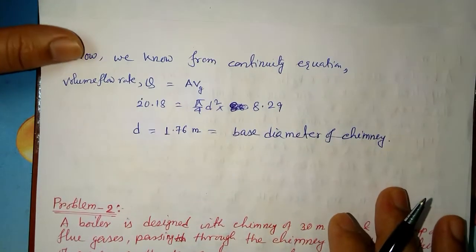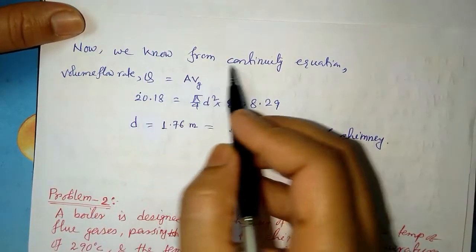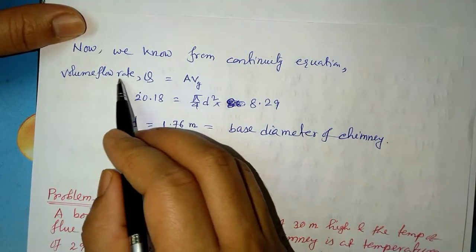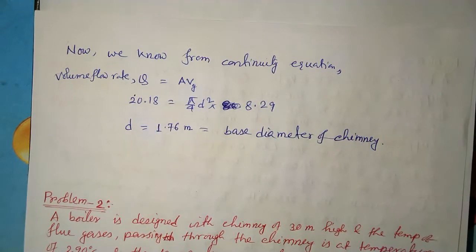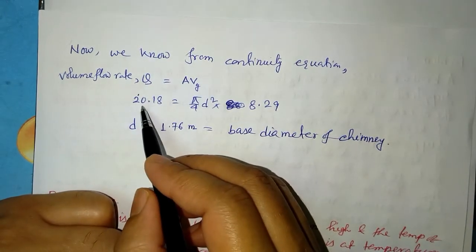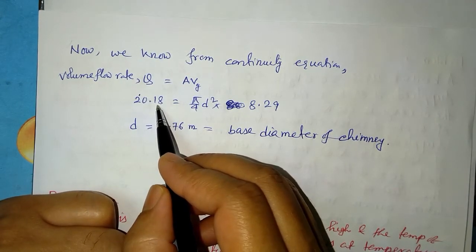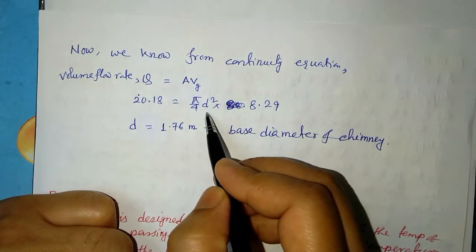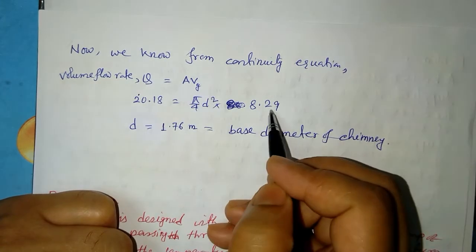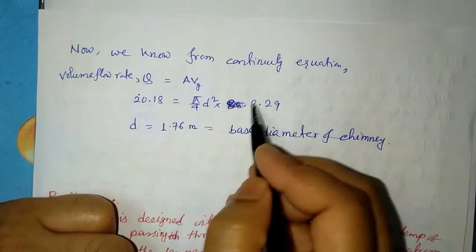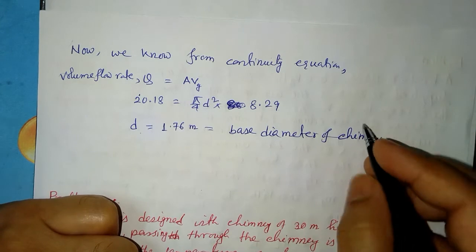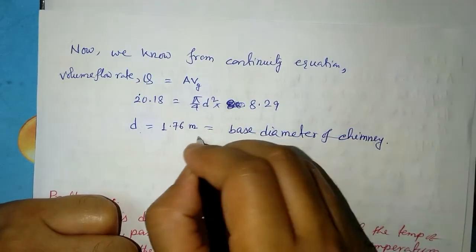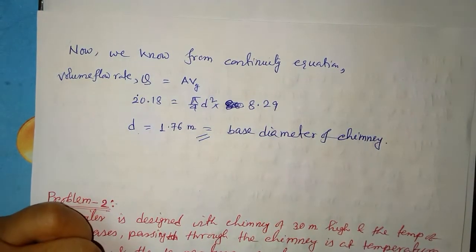We need to find the base diameter of the chimney. Now we know from the continuity equation that volume flow rate Q is equal to A into Vg. So this Q, we have found the volume flow rate 20.18, area is pi by 4 into d square, into Vg is 8.29, and from this we got d is equal to 1.76 meter, and this is our base diameter of the chimney. So this is the third answer.